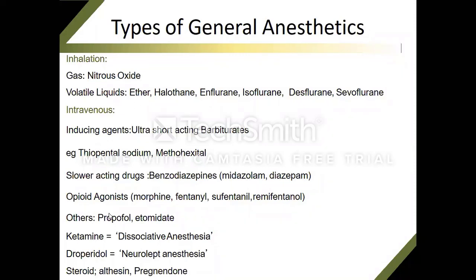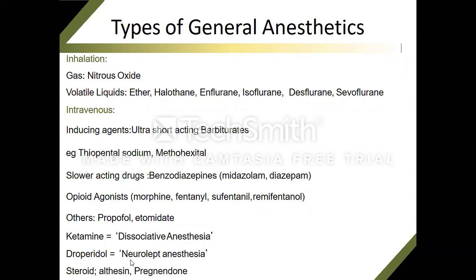The other drugs which are used not as anesthetics but along with anesthetics are opioids, because opioid drugs have a sedative effect also. They are morphine, fentanyl, sufentanil, and remifentanil. Other drugs which are used along with general anesthetics to aid their effect are propofol and etomidate. Whereas ketamine is a drug which is mainly used for inducing dissociative anesthesia. We will come to that when I explain what dissociative anesthesia is. And droperidol is actually a neuroleptic drug, but it can be used to induce neuroleptoanesthesia.